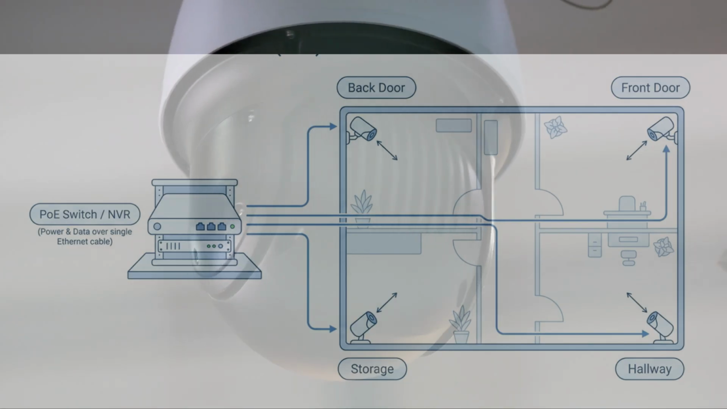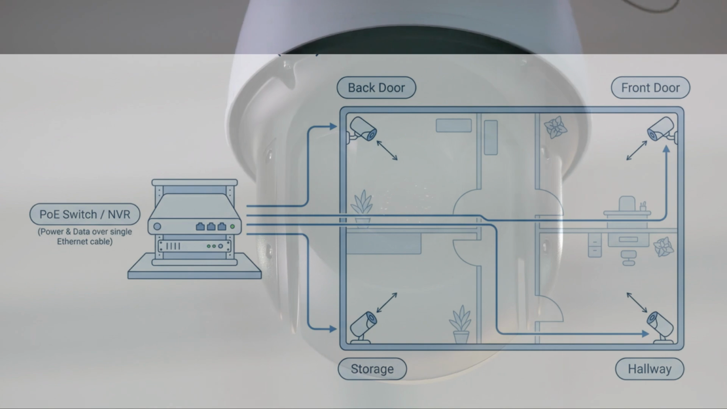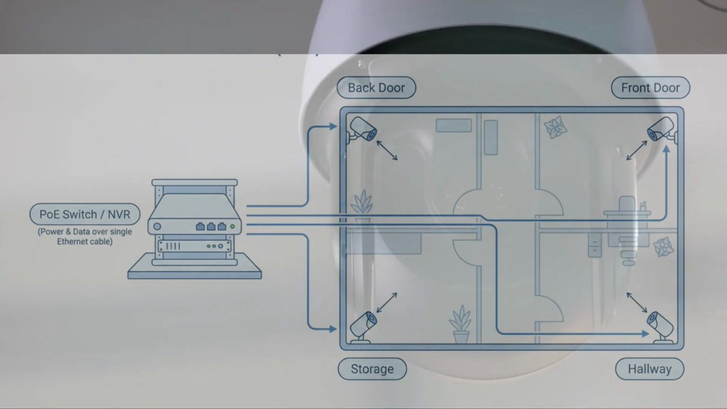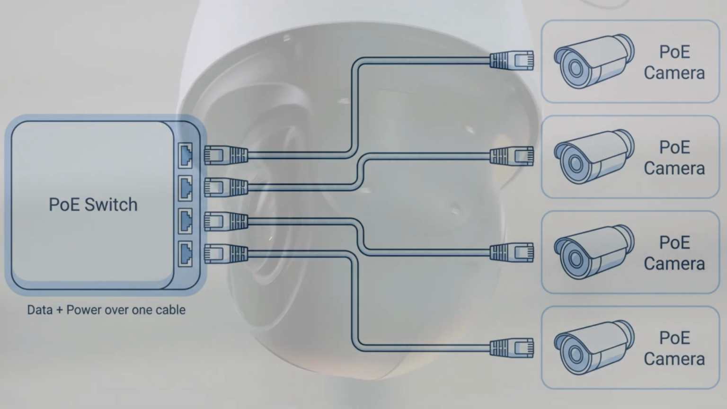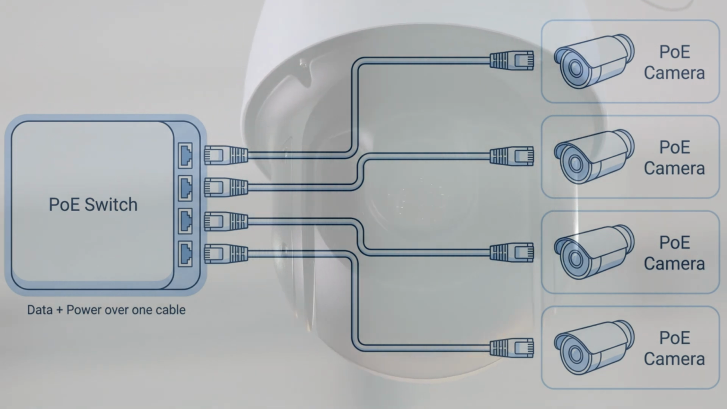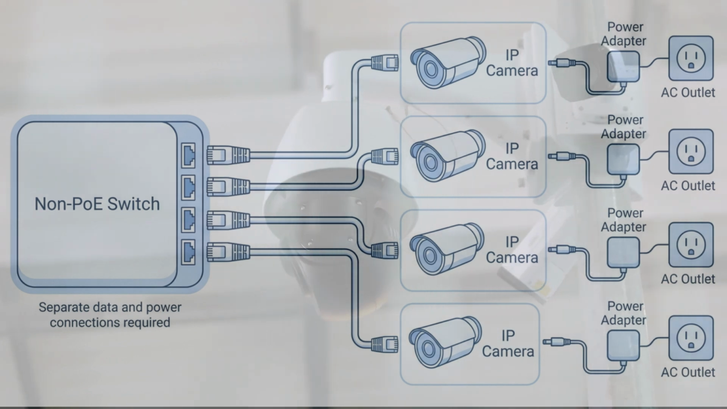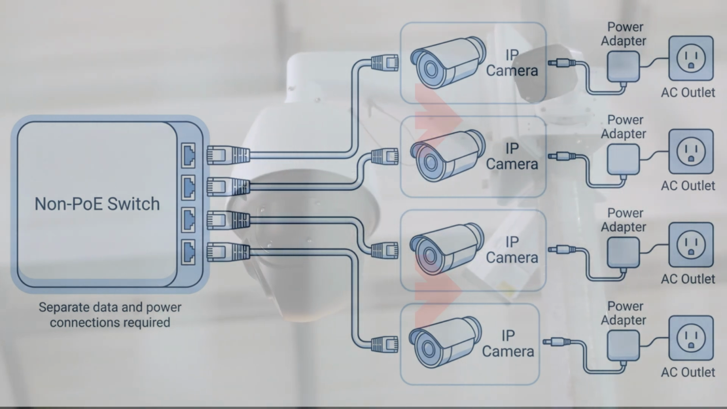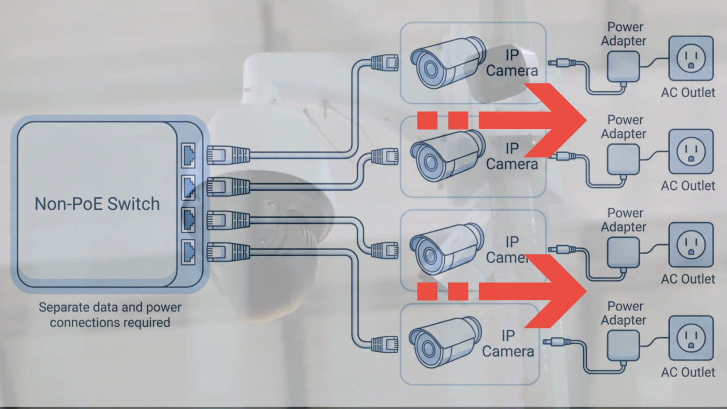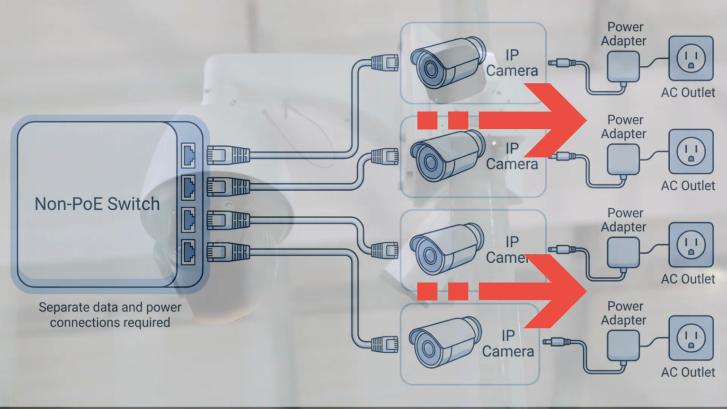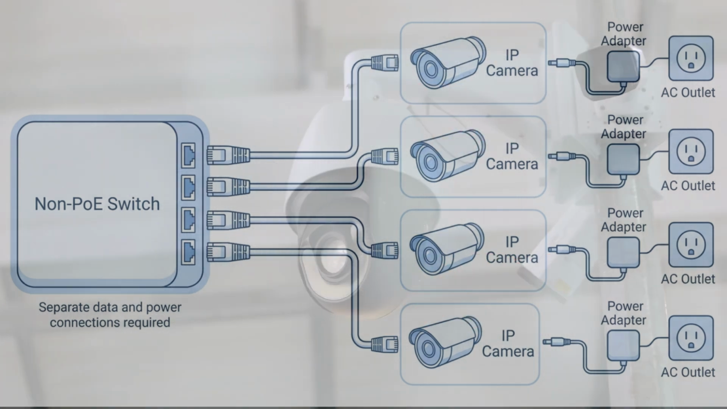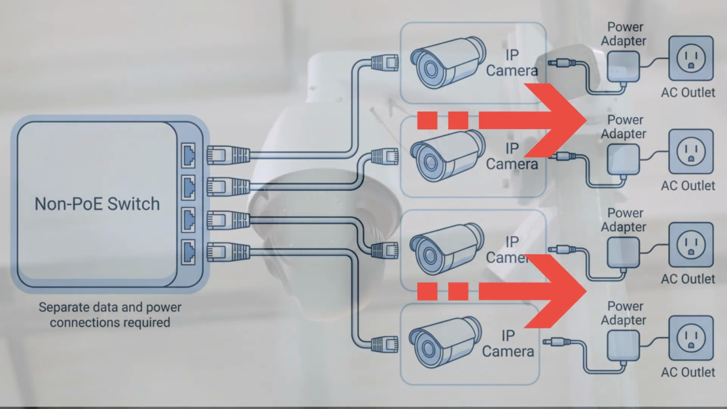Here's a simple example to illustrate the point. You want to install 4 IP security cameras around a small office. With a PoE switch, you run only one cable to each camera, and the switch powers them all. With a non-PoE switch, you still run the network cables, but each camera also needs its own power adapter and socket nearby. In tight spaces or high ceilings, finding or adding those sockets can be hard and expensive.